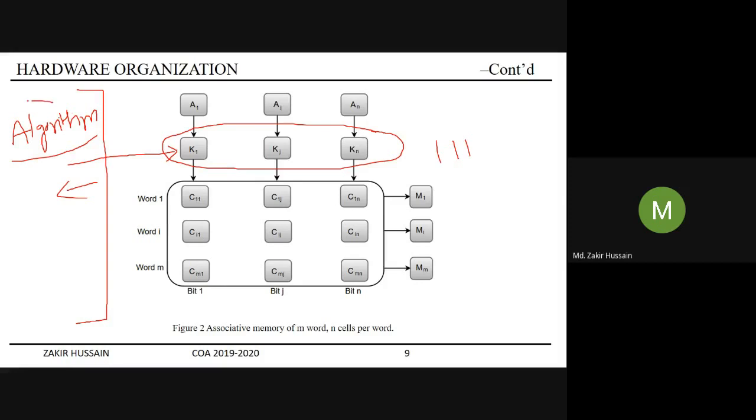So who is deciding that? This algorithm is deciding, software is deciding. For example, in your mobile phone, again the contacts example I am giving, different mobile phones have different algorithms. So your Samsung may have a different algorithm, your Redmi, your Realme, your iPhone, all may have different algorithms.